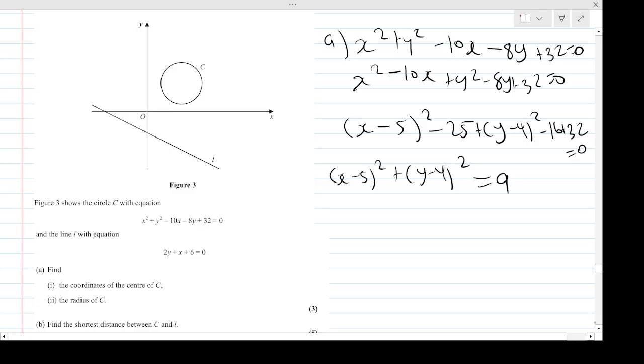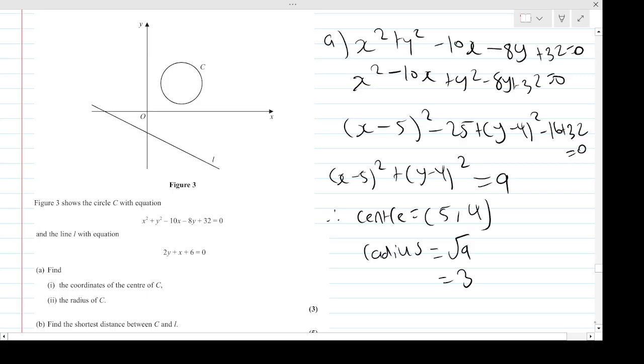And there we are. From this then, we can therefore deduce at the centre, well, if it's minus 5 for x, it'd be plus 5 here, and then minus 4 for y would be plus 4. And the radius, well, radius squared would be 9, so the radius alone would be root 9, which is 3.